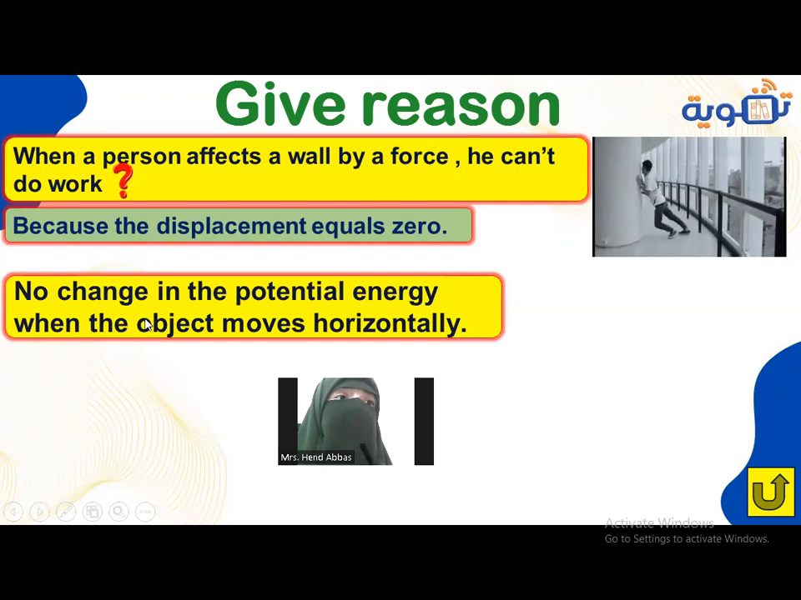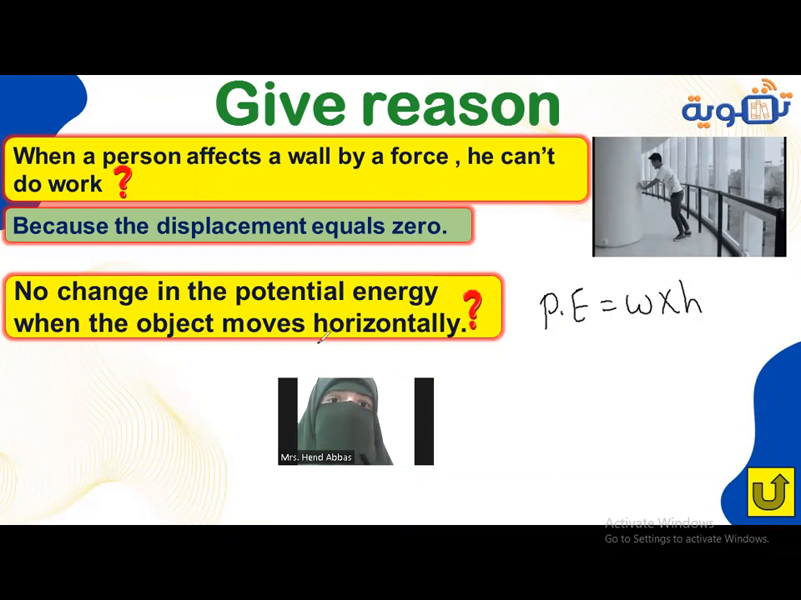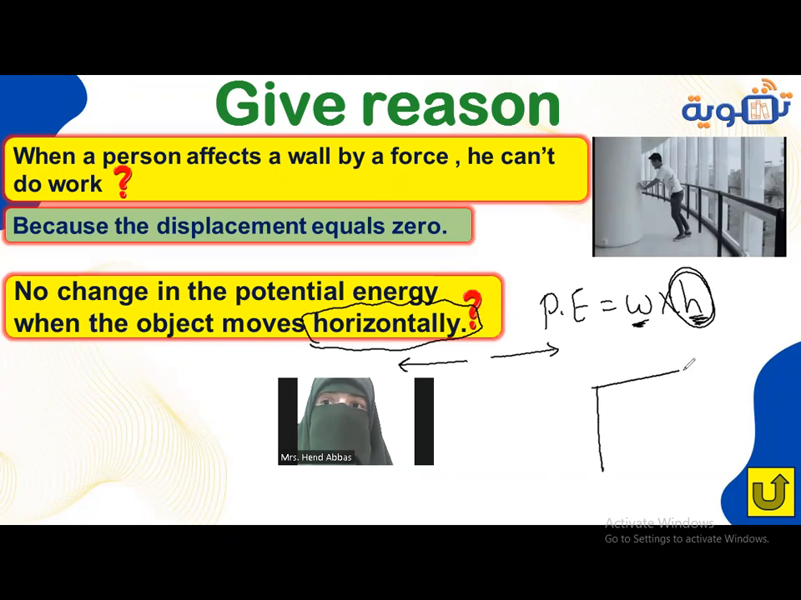Give reason: no change in the potential energy when the object moves horizontally. Let's remember the rule: potential energy equals weight times height. The object moves horizontally, which means it moves right and left. Does the height change? No, and it's the same object, so the weight didn't change. The height from the ground doesn't change, so sure, it's the same potential energy.